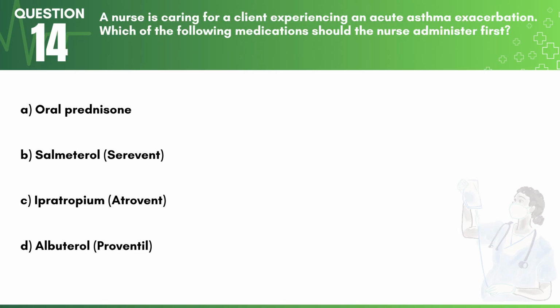Question 14. A nurse is caring for a client experiencing an acute asthma exacerbation. Which of the following medications should the nurse administer first? A. Oral prednisone. B. Salmeterol, Serevent. C. Ipratropium, Atrovent. D. Albuterol, Proventil.